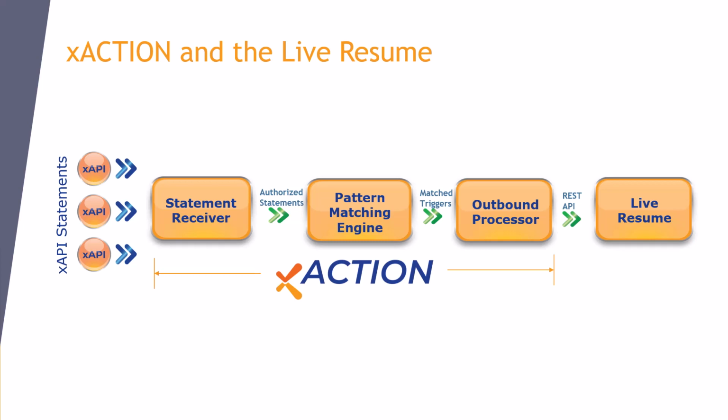For example, suppose it takes three things to determine that someone has a new skill or competency. A student completes training, a student passes an exam, then finally the student demonstrates the new skill to a qualified assessor. So over time, three statements are sent to xACTION, possibly from different sources or learning record stores. xACTION will then use its pattern matching engine to match those statements up with rules defined in the system. When all three items are met, xACTION will make an outbound REST API call to the live resume system in order to add the skill. Now, let's take a look at a demonstration of how we did this with xACTION.